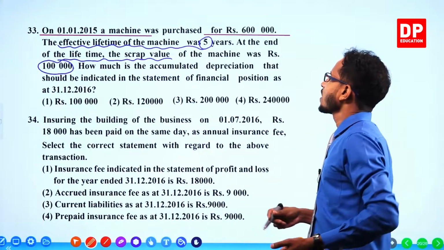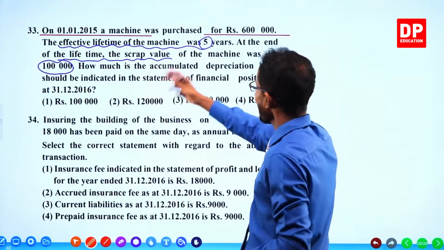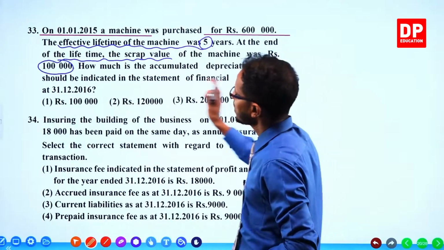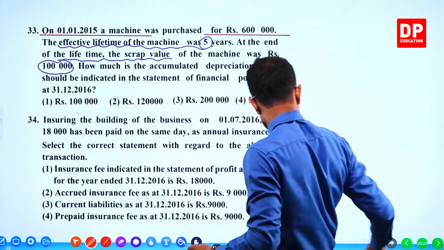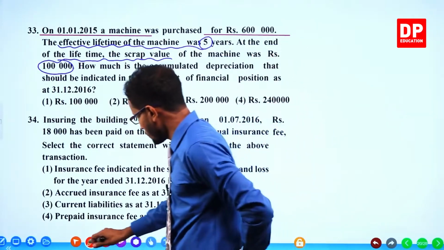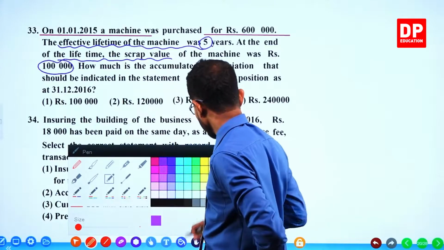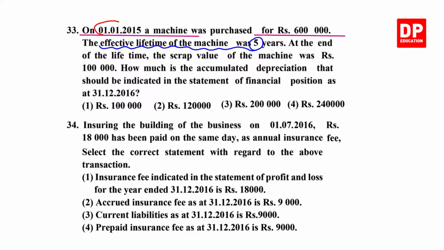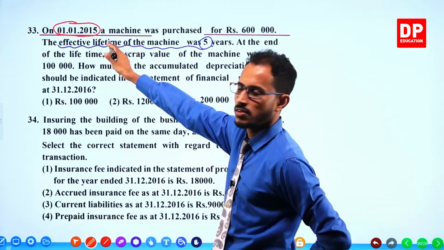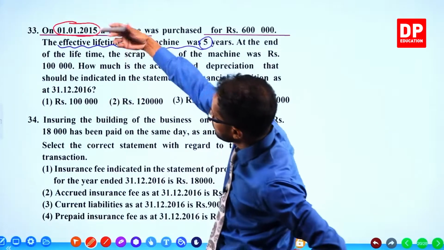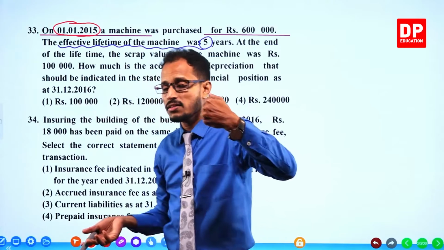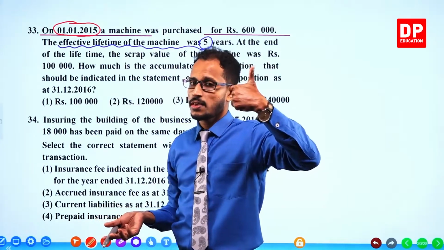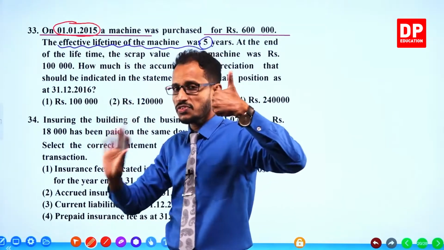Likewise, how much is the accumulated depreciation that should be indicated in the statement of financial position as at 31st December? Okay. Now, two things you have to notice here. Purchase date was 1st January 2015. So from 1st January 2015 to 31st December 2015, 1 year. That means the 2015 year, 1 year.